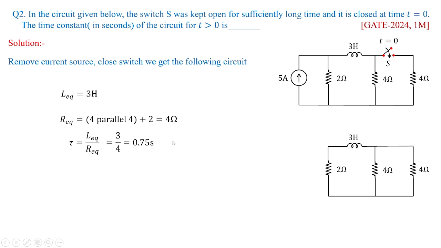If you concentrate on the GATE 2024 electrical paper also, this type of question was asked. In fact, if you look into 5 consecutive GATE exam papers, these types of questions were asked where we need to concentrate on the time constant, whether it belongs to an RL circuit or an RC circuit.